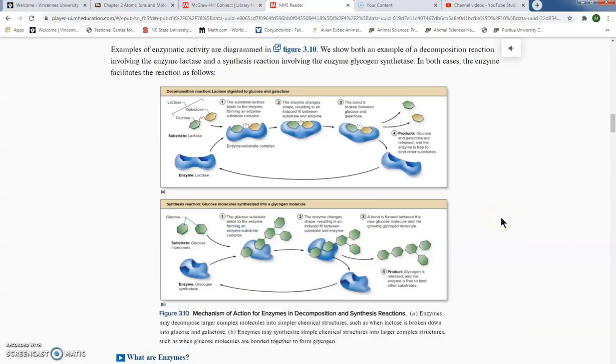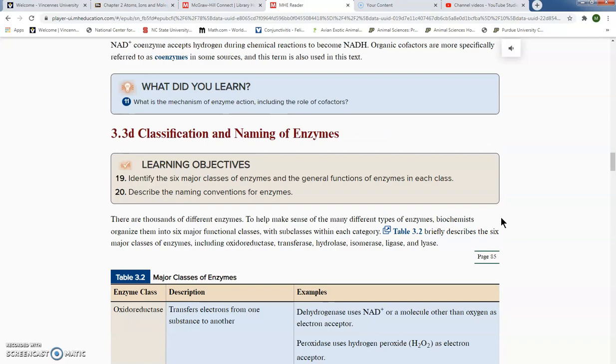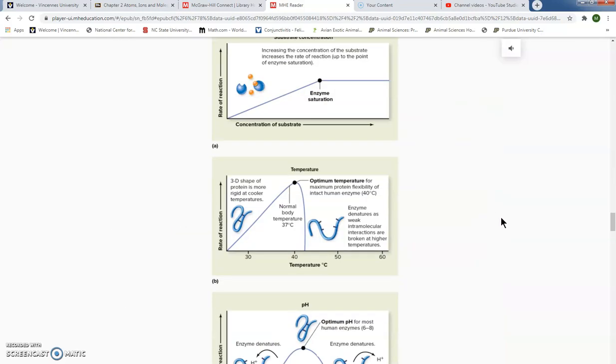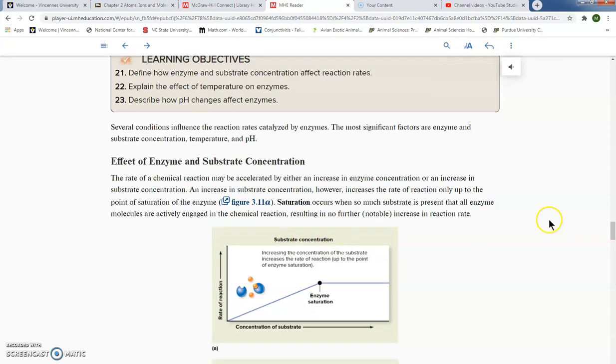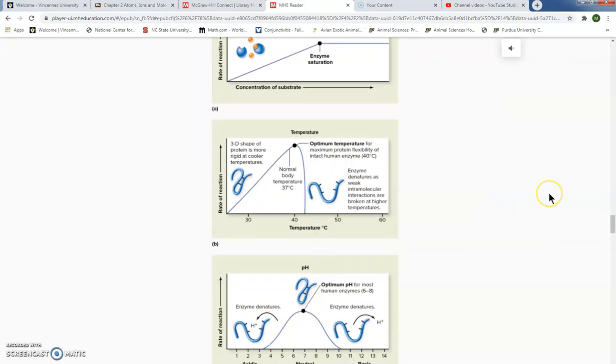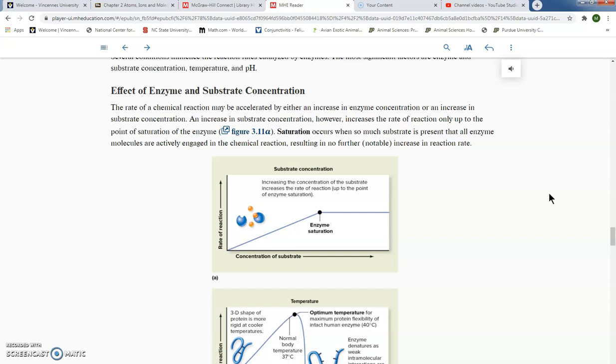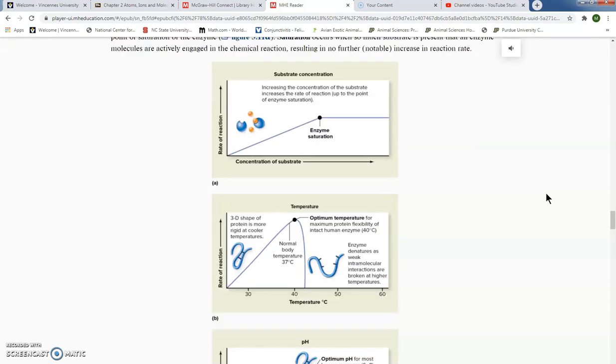All right. So we're going to slide down in the textbook here to our picture showing substrate concentration, temperature, and pH, and what effect those will each have on the enzyme activity. And so enzyme activity, if it increases, that means that the reaction rate increases, the chemical reactions are catalyzed faster, and we get more products.